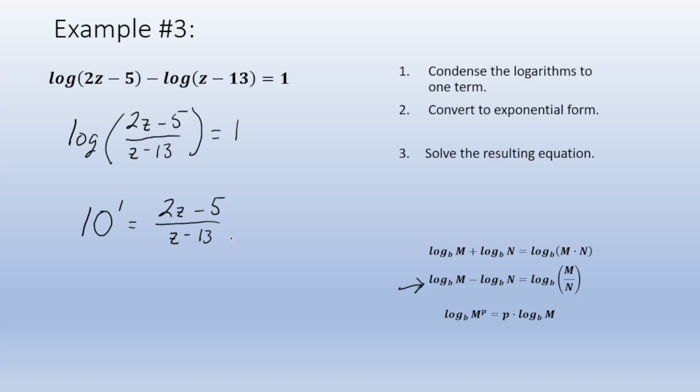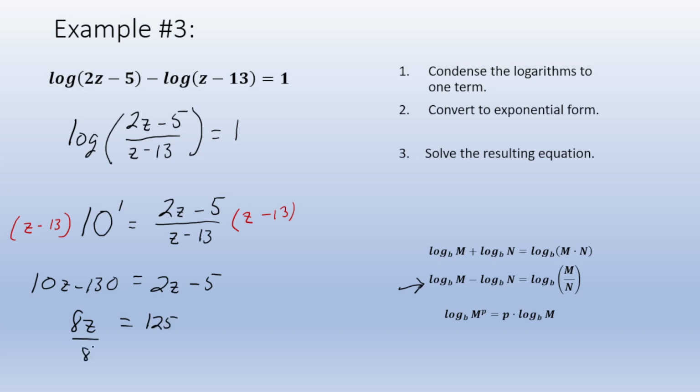We want to clear the fraction, so we can multiply both sides of the equation by z minus 13. The left side becomes 10z minus 130 equals 2z minus 5. Subtracting 2z from both sides yields 8z, and adding 130 to both sides will give us 125 on the right side. Then we just divide both sides by 8. So our solution here would be z equals 125 divided by 8.